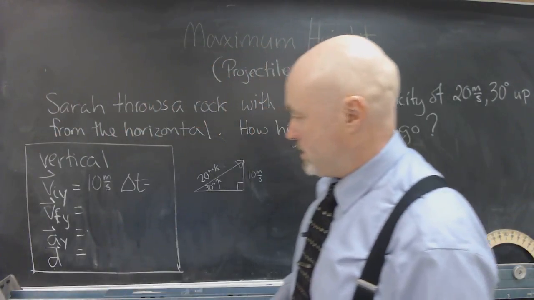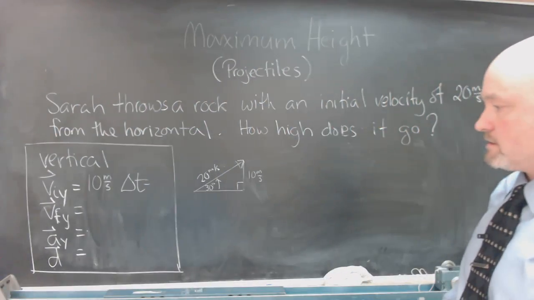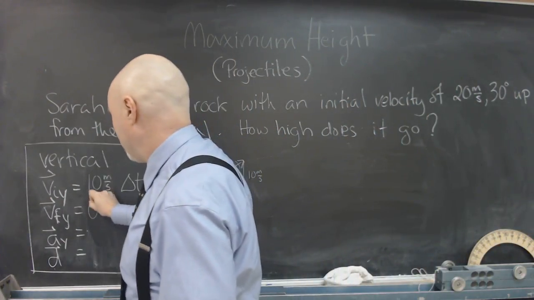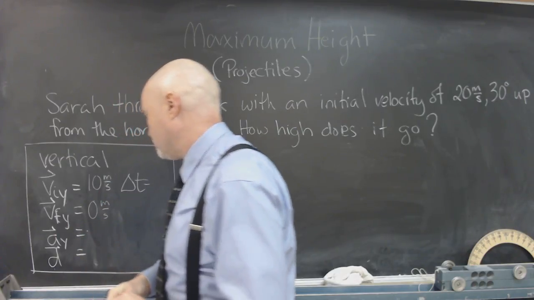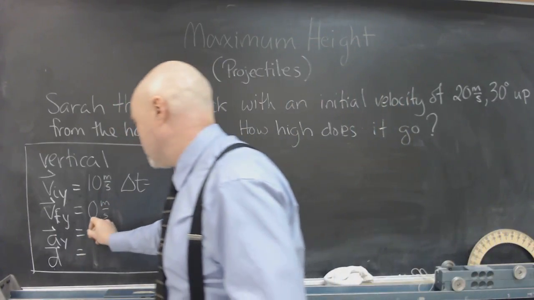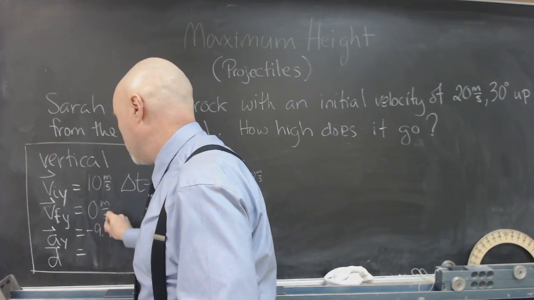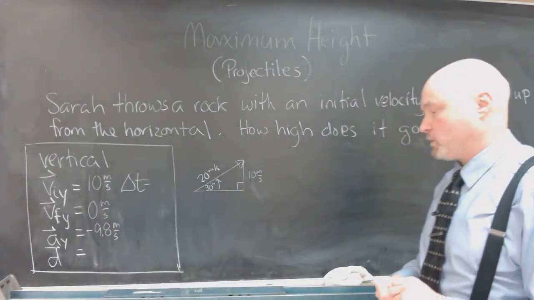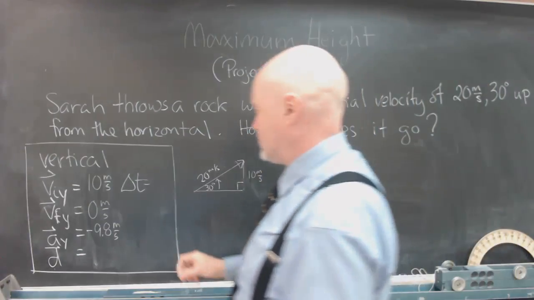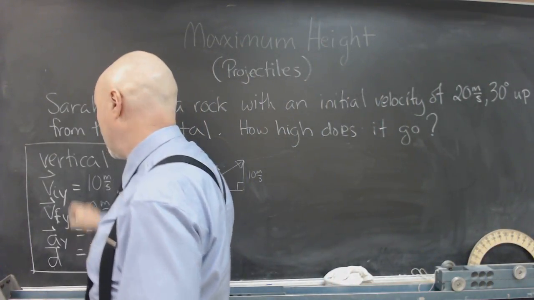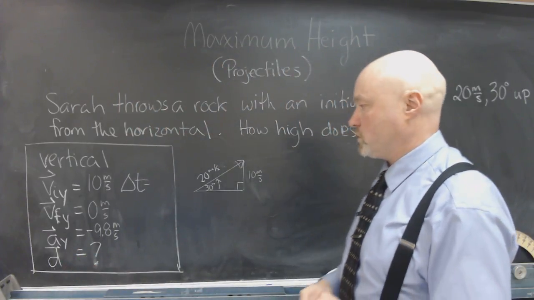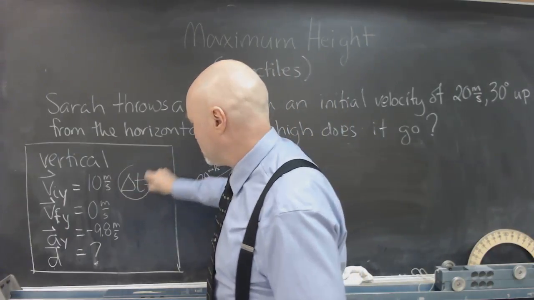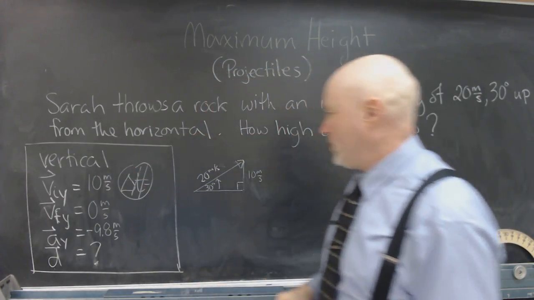The tricky part in this maximum height problem is knowing that as the object gets to the top, the final velocity is 0 meters per second, and so that's implied. Acceleration, I'm assuming this is on Earth. Acceleration in the y direction is negative 9.8 meters per second squared. The delta d is the thing that we are interested in, and so these are the 4 variables that I'm going to use when I go to choose my equation. Delta t doesn't even enter into it, so I don't have to care about that at all.